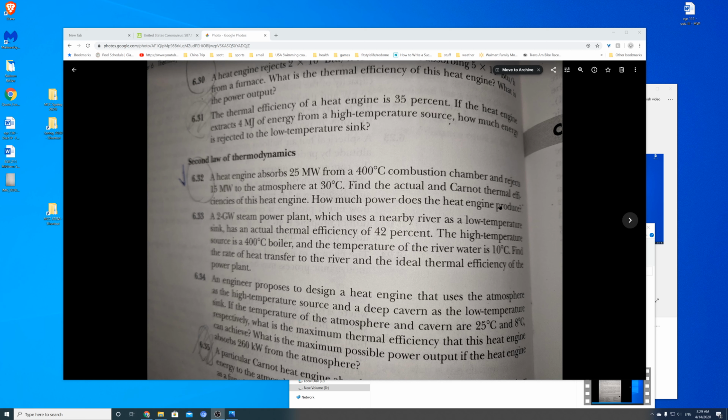First part here is that this is our heat, the rate at which heat is coming into the heat engine. This is the temperature of our source. Here is our heat that's dumped to our low temperature sink, or at least the rate at which heat is dumped to our low temperature sink. So we'll use that information to perform both of these calculations. And then the final one is finding the power.